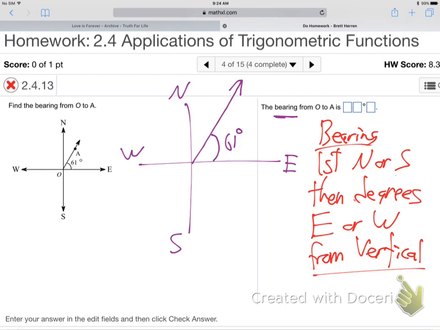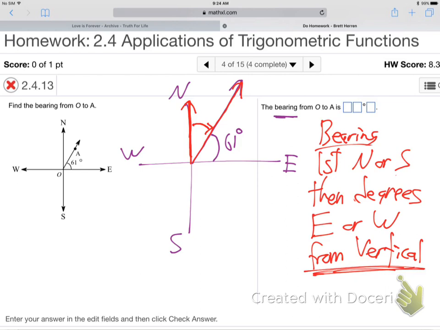From the vertical. So the way you would say this bearing is you would say, look, the plane, the ship, whatever is headed north, because it's headed more north than south, right? So you first say north or south. Certainly not headed south, is it? It's headed this way, truly. How do you say it? You say, well, it's headed north, but not straight north. How many degrees off of the vertical?